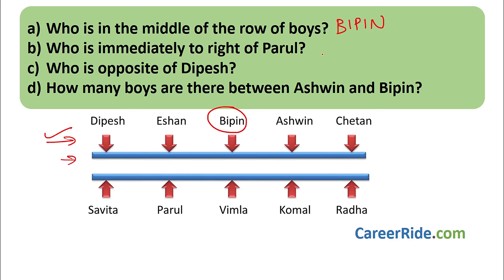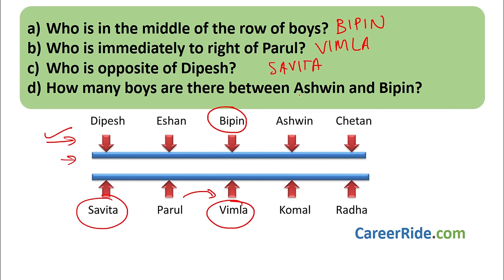Who is immediately to the right of Parul? Immediately to the right of Parul is Vimla. So answer is Vimla. Who is opposite to Dipesh? Savita, right? Answer is Savita. How many boys are there between Ashwin and Bipin? This is Ashwin, this is Bipin. Zero boys are there between Ashwin and Bipin.